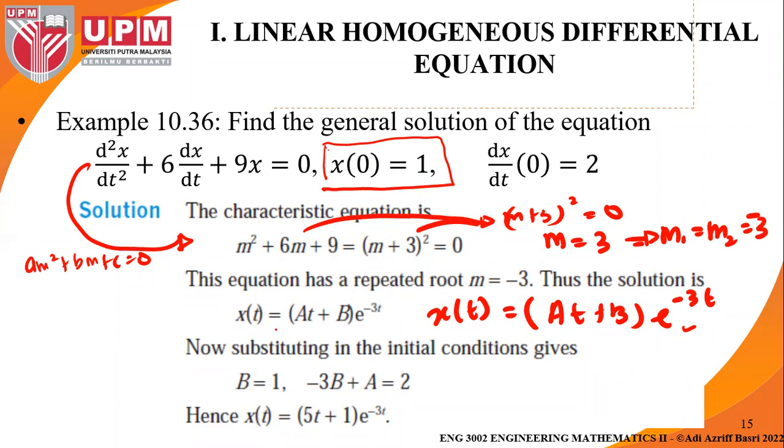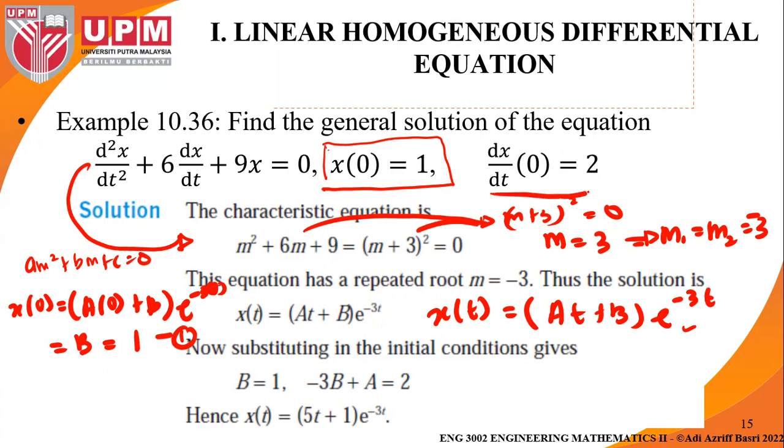Okay, so when x0 equals 1, you put t equal to 0. For example here, x0 is equal to a times e^0 plus b times e^(-3·0), so what happened? You get a plus b equal to 1. This is the first equation you have. The second equation is the differentiation, dx0/dt equal to 2. So you need to differentiate this one.